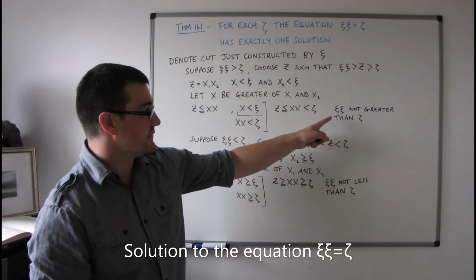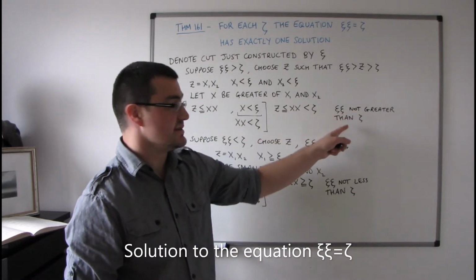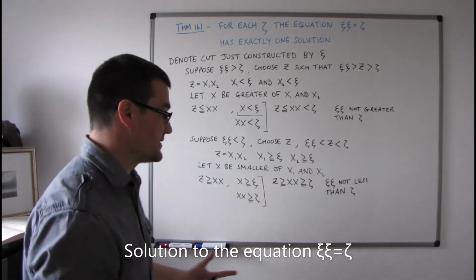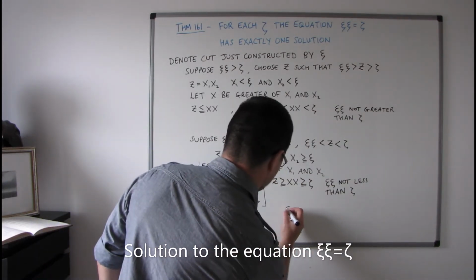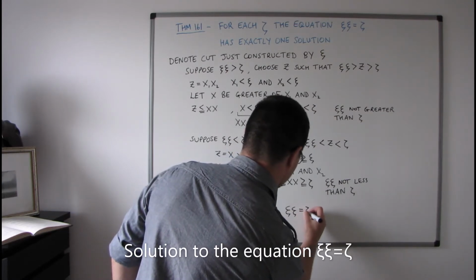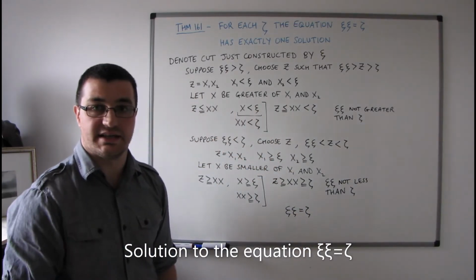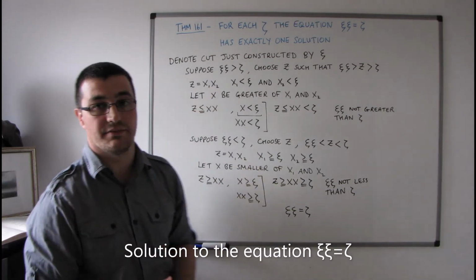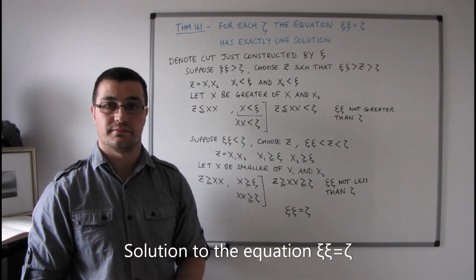And therefore, if xi times xi is not greater than zeta and it's not less than zeta, then it must be equal to zeta. Which is exactly what we needed to show. And that completes the proof of Theorem 161.